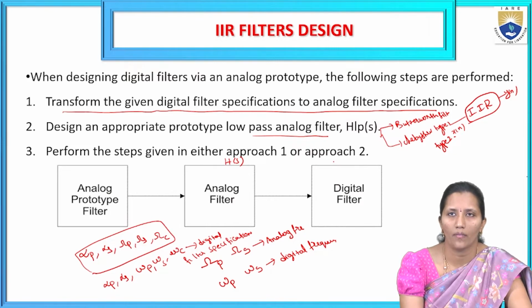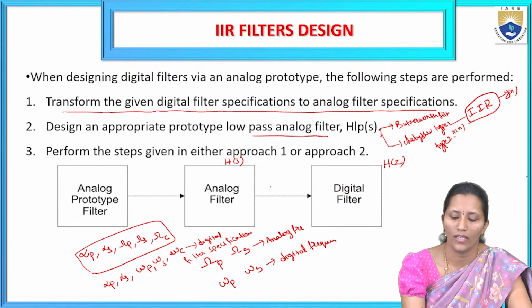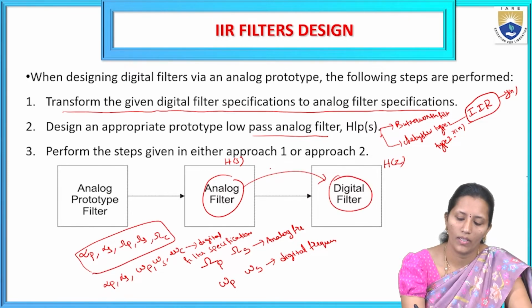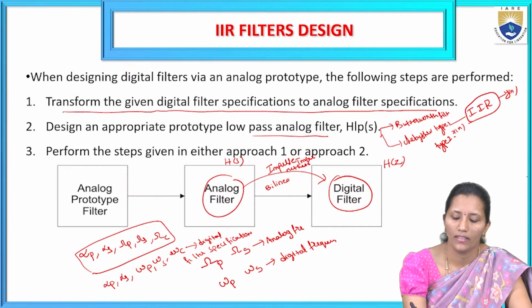So finally our aim, the IIR filter is a digital filter, so our aim is to design the digital filter transfer function H of Z. We have to find out the H of Z from the specification. To convert the analog filter into a digital filter, here we will use the impulse invariant method, or in our syllabus another one is the bilinear transformation method.